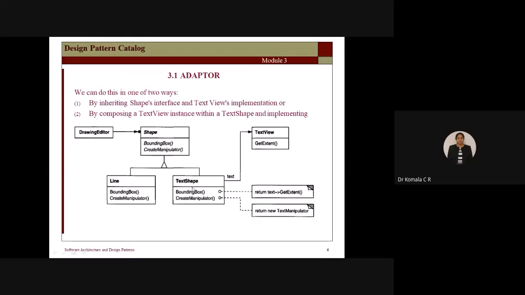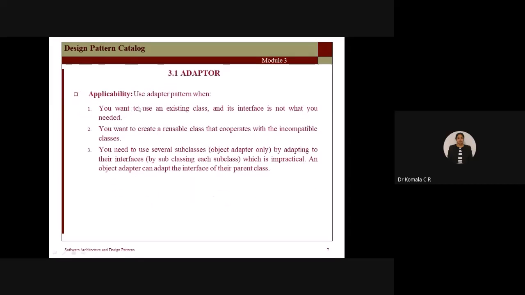When I talk about text shape, I will go for an additional class named text view, where I will perform the implementation part using return text, and this is where the adapter pattern can be used. You want to use an existing class, and its interface is not what you needed, the interface will not match our requirement. You already have a class available, but you need to reuse it. So second step, what can I do? You want to create a reusable class that cooperates with incompatible classes. When I want to have interaction between two incompatible classes, then I will go for the adapter pattern. So I have an existing class, I will reuse it.